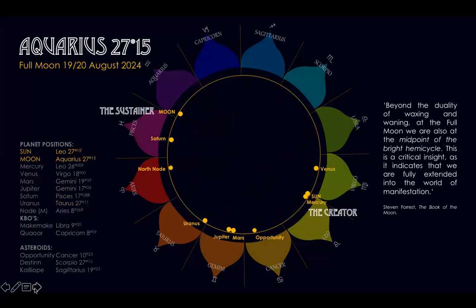And before getting into the pattern, I just wanted to reflect on what a full moon is. It's an opposition. And I have this quote here from Stephen Forrest's book, The Book of the Moon. He points out that we are at the midpoint of the bright hemicycle, which is what I just mentioned about us being in the middle of a cycle that started with the new moon. And he talks about this being the point at which we are fully extended into the world of manifestation.